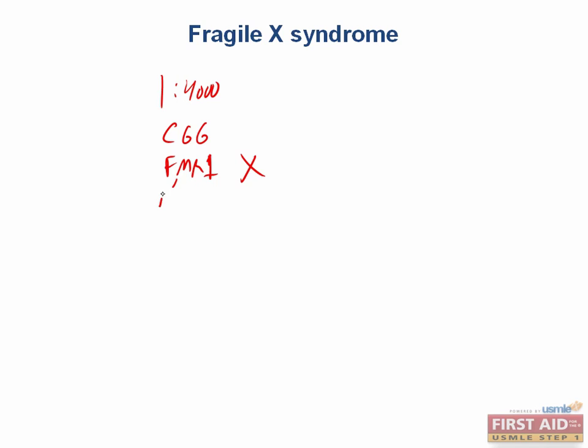This trinucleotide expansion ultimately results in increased methylation of the gene, which decreases expression of the gene and also affects the chromosome structure, which gives it a fragile appearance on microscopy. That said, nothing is actually fragile in this disease, so it's kind of a misnomer.